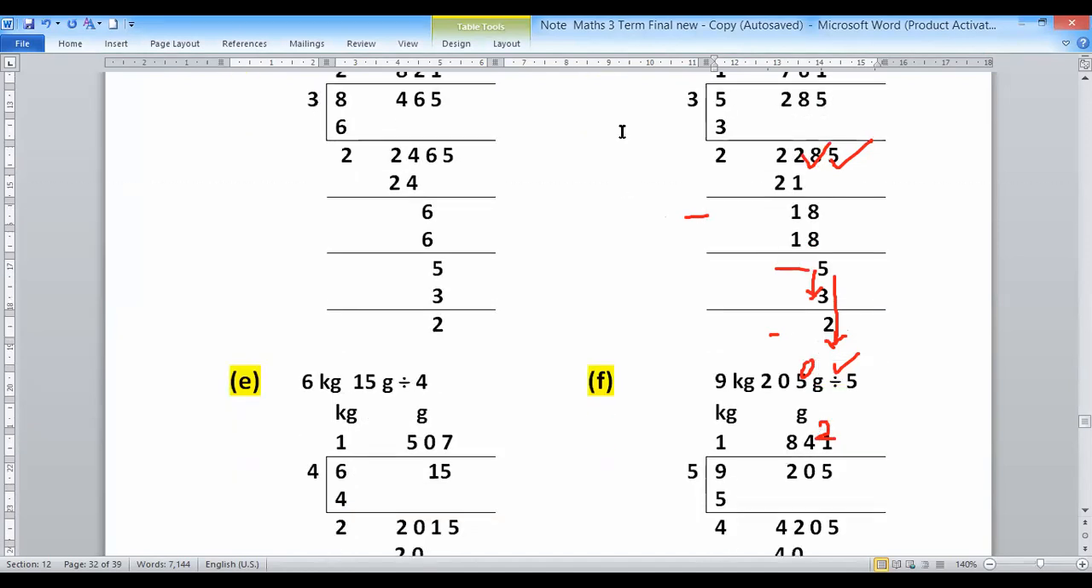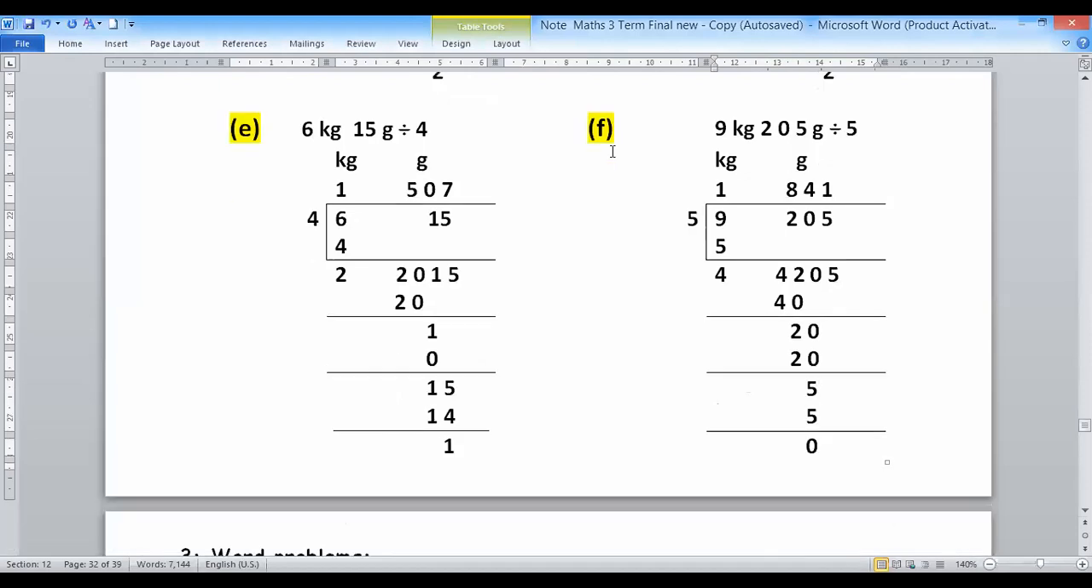Dear students, next part is 6 kg 15 gram divided by 4. 4 ones are 4. 6 minus 4, remainder is 2. 2 kg means 2000 gram. Now here we write 2000 plus 15. First we change 2 kg into gram. Then we add them. After that we get 2015. Now we divide 2015 by 4.